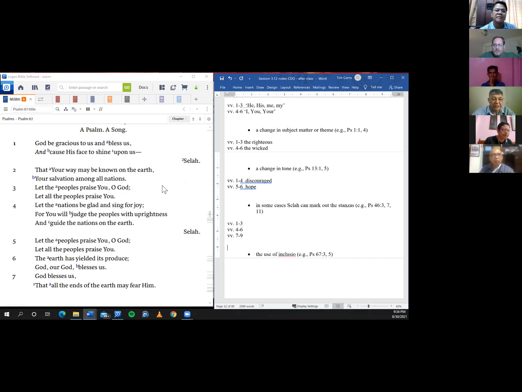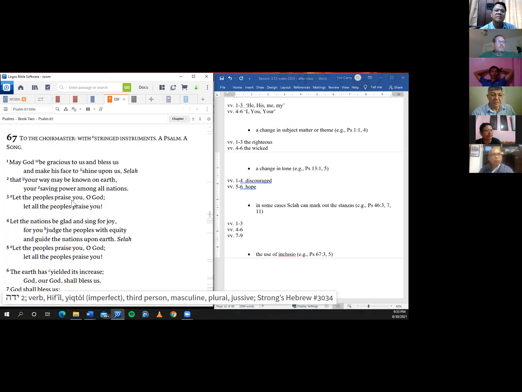Okay. So here, when we look at this psalm, the New American Standard has three stanzas. It looks like they divide them at the Selah. Do you see that? Verse 1, then there's a Selah. Verse 4, a Selah. What does ESV do? ESV has 1 to 3, 4 to 5, 6 to 7. So they don't follow the Selahs.